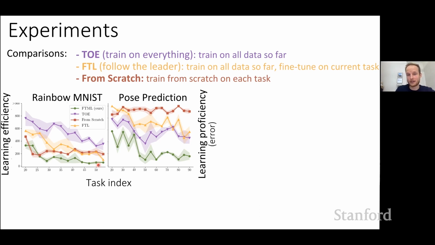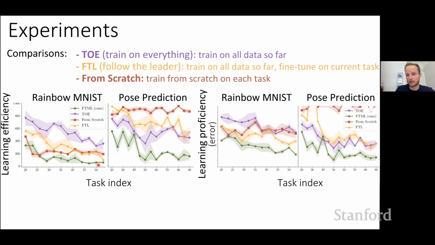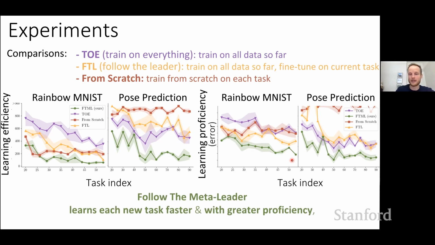In addition, you can also look at the learning proficiency, so the error that you see. And here on the y-axis, you have the error, but on the x-axis, you still have the task number. And you can see that also it's getting better and better as it sees more tasks. So it meta learns and gets better and better, and it can train on these tasks faster and achieve a higher proficiency. So follow the meta leader can learn each new task faster and with greater proficiency, to the point where it starts to approach the few shot learning regime.